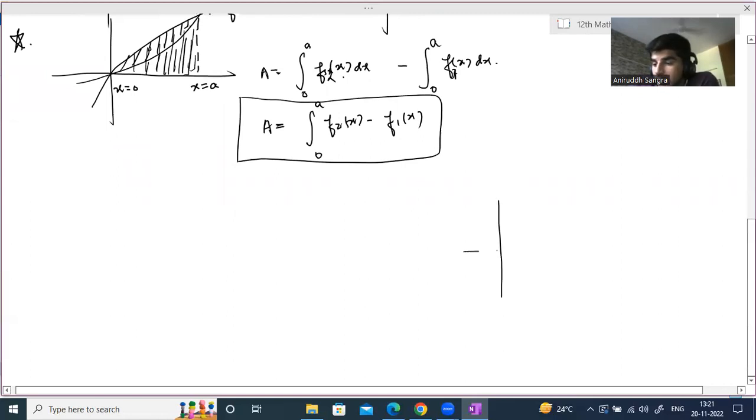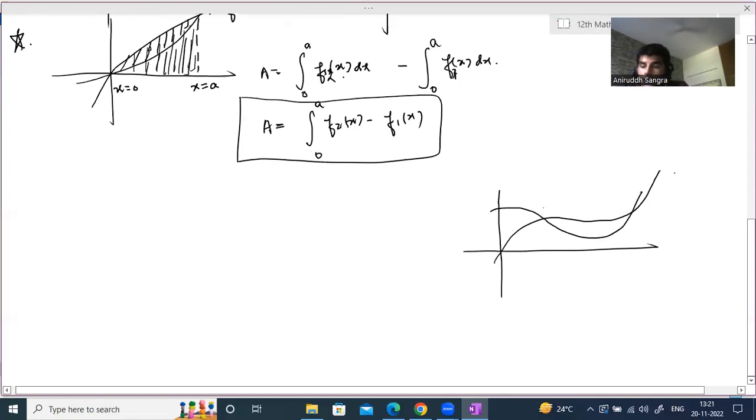Now what will happen if, let's say, there are two curves like this, and there is another curve which is like this. Suppose this is x equals a, this is x equals b, and this is x equals 0. Now we are interested in finding out the area between these two curves. So this area and this area.